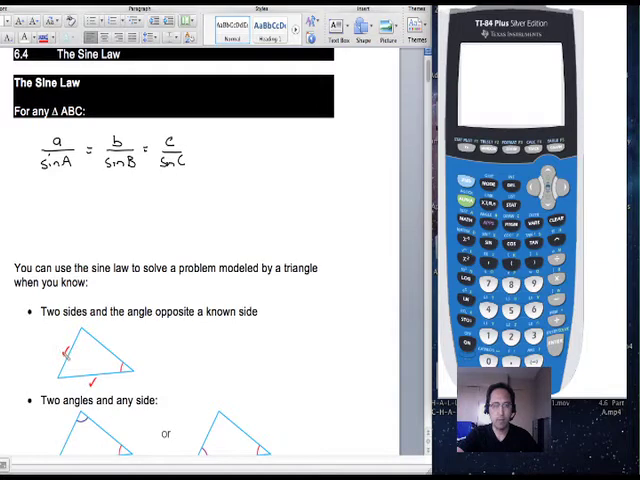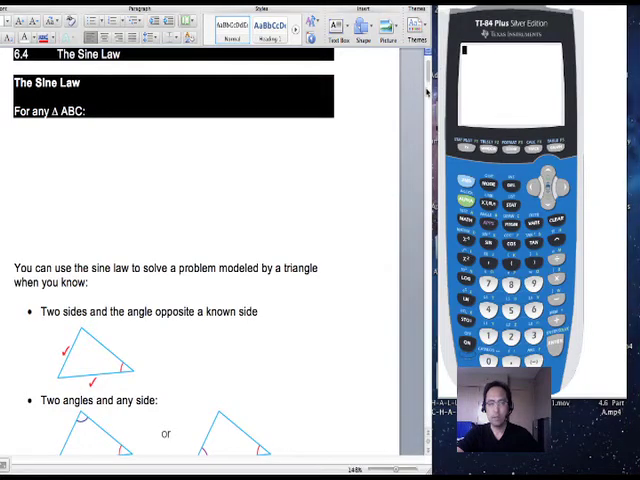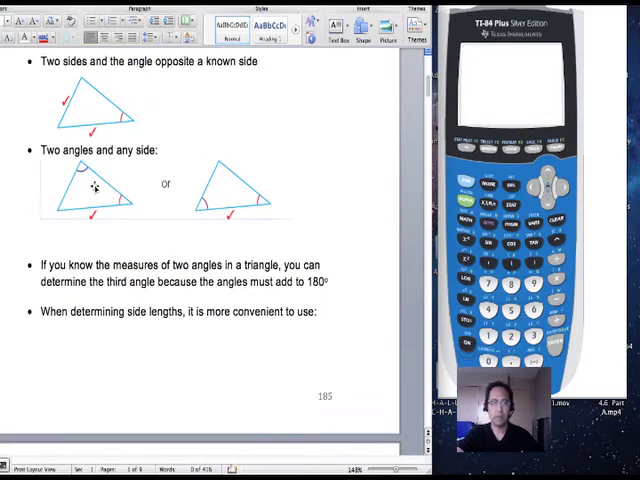The main thing you need when you do sine law is opposite pairs. If you have this line segment and this angle opposite each other, and you want this angle and this line segment opposite, if they're opposite one another, that's when you know you're using sine law. Another situation is when you have two angles and any side with opposite pairs. Or if we have this, we could find the third angle by subtracting from 180 and then use the other two.